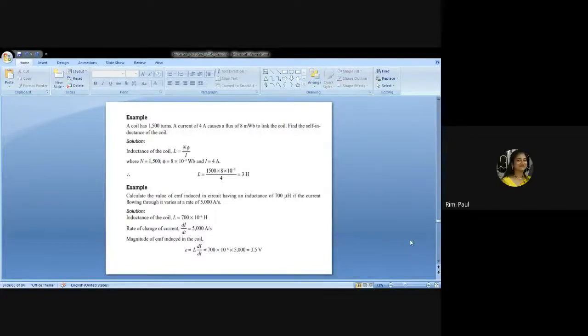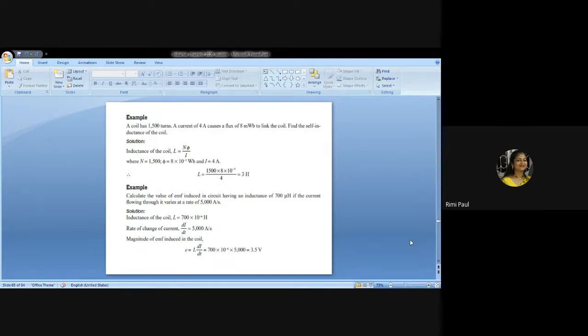So we have seen inductance. So what is self-inductance? Consider a long thin solenoid that consists of n loops, area A and length L.